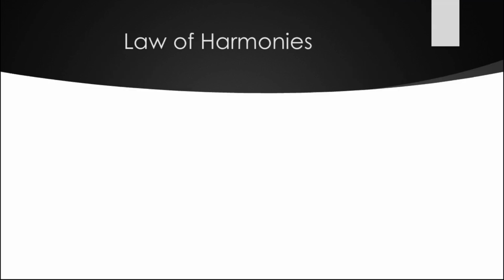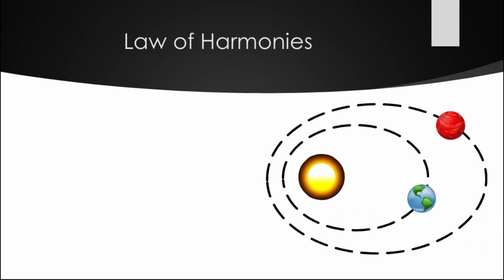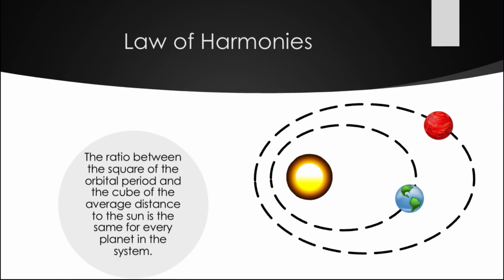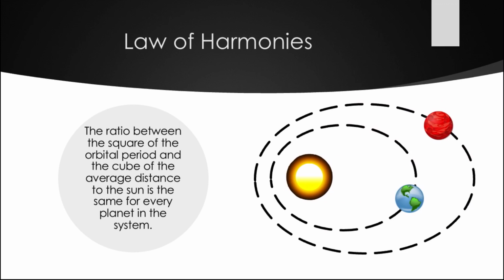The third law is a law of harmonies, and in my opinion, it is the most interesting of the laws. Unlike the first two laws, the law of harmonies deals with multiple planets orbiting the same sun. It states that the ratio between the square of the orbital period, which is how long the planet takes to circle the sun, and the cube of the average distance to the sun is the same for every planet in the system.